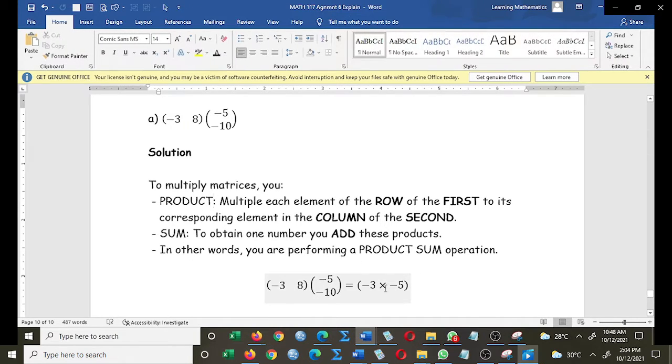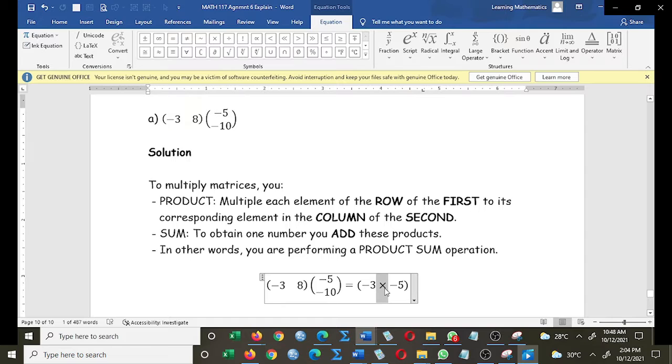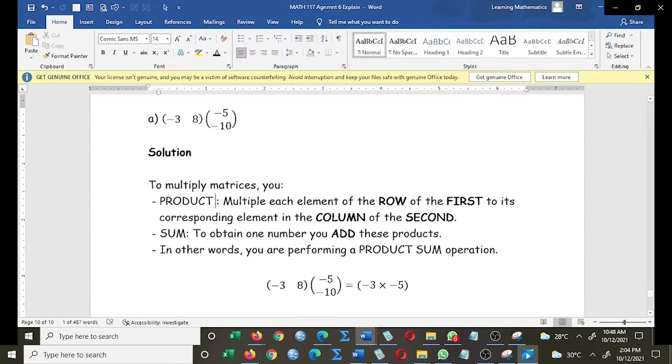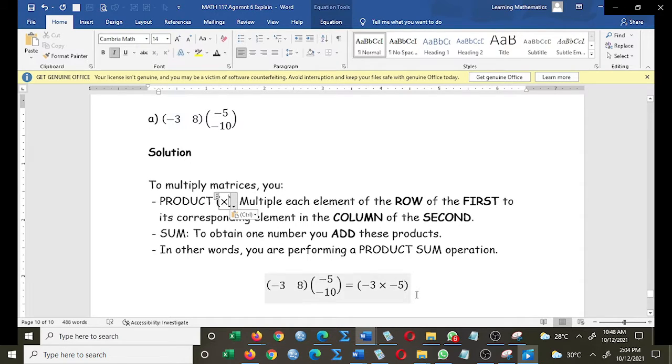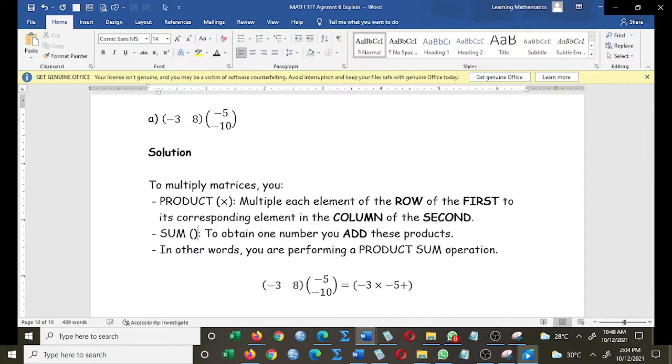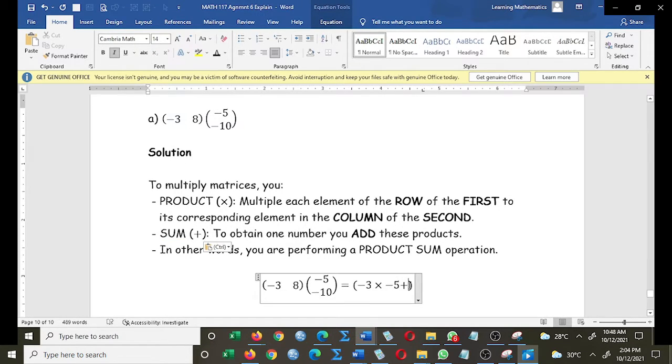So as you say that there now, let me just put the sign. That's why I need to know what you're thinking, because remember, this is a language and symbols. So think of product, think of times, and then when you're thinking about the sum, think about a plus. So no equal yet. A plus. Plus what? 8 times -10.